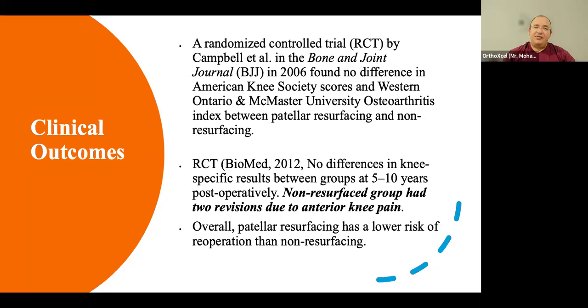What about the clinical outcome if we speak about patellar resurfacing? As you can see, there is no major difference. But all we spotted is that in non-resurfaced patella, these total knees always go to revision because of anterior knee pain and the need to resurface the patella. That's why nowadays we say resurface every patella.